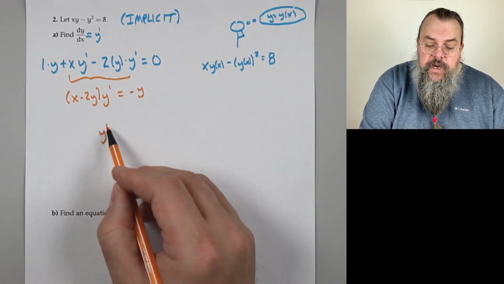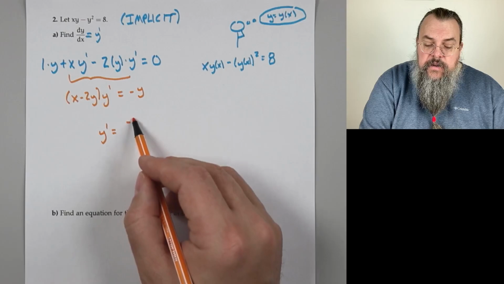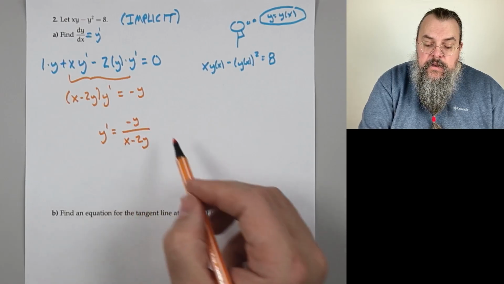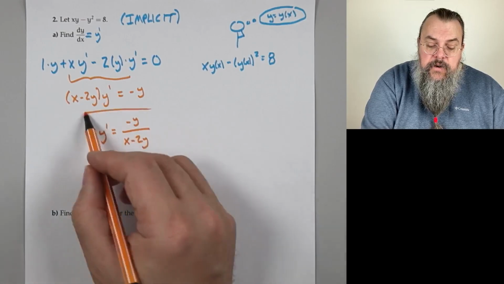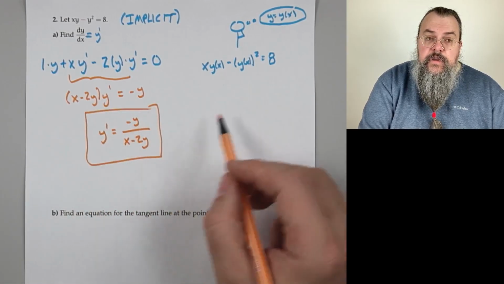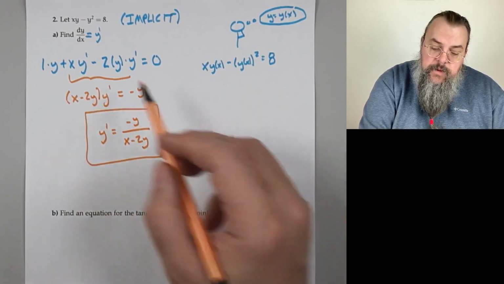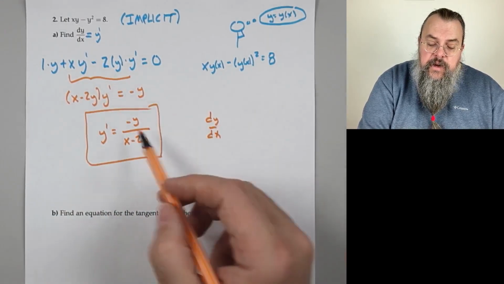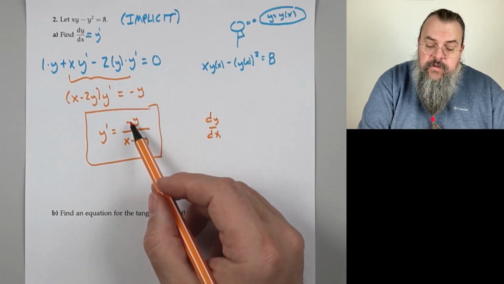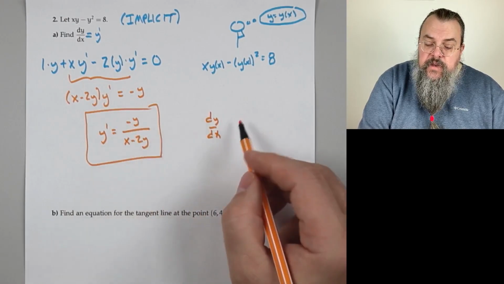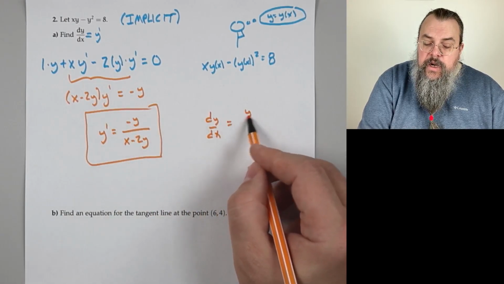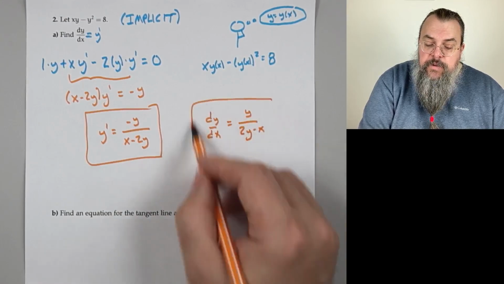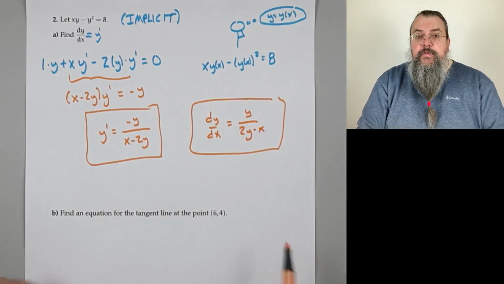Or we get that y prime is equal to negative y over x minus 2y. And there we go. Now, of course, you can do a few other things if you don't like y prime. Say, well, that's dy dx. And the other thing is, I don't like a negative there. You can multiply top and bottom by a minus, and you can write this as y over 2y minus x. They're both the same. They're both fine.